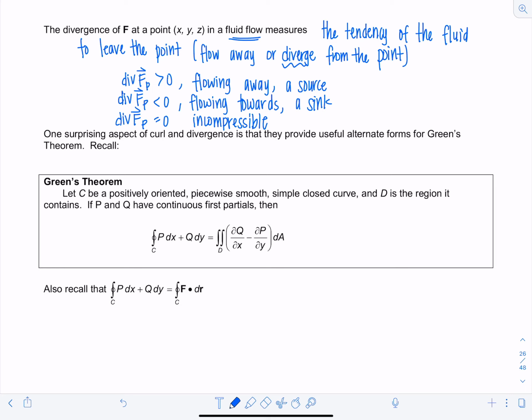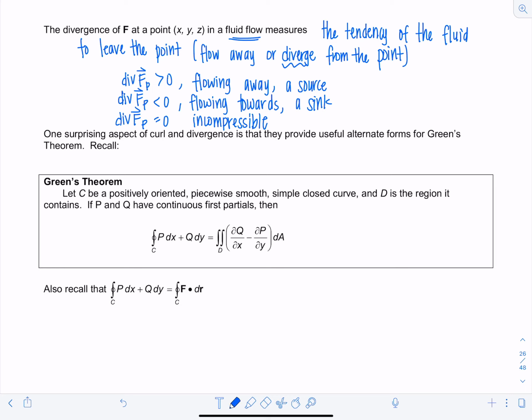Now, one surprising aspect of curl and divergence is that they provide us useful alternate forms for Green's theorem. So you might think, how in the world are they related? Well, here's Green's theorem stated again, just in case you needed a refresher. C is a positively oriented, piecewise smooth, simple closed curve. D is the region it contains. P and Q have continuous first partials.